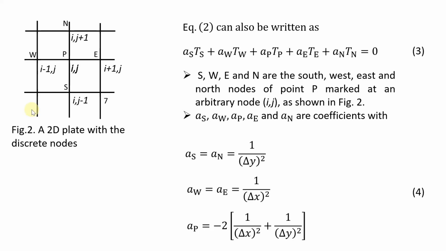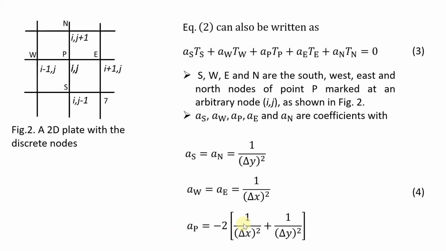Accordingly, equation 2 can also be recast as shown in equation 3, where AS, AW, AP, AE and AN are the coefficients attached with the points south, west, point P, east and north respectively. And these values are given in equation 4. We can see that these coefficients depend on the mesh, that is the size of the steps along the x and y directions, and that is what we are showing in equation 4.